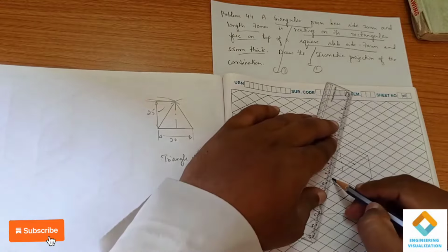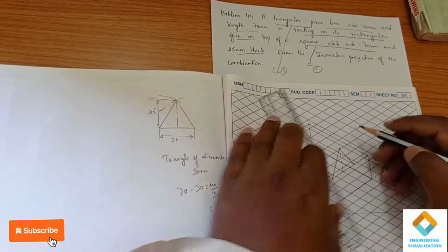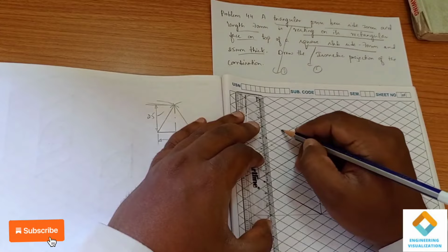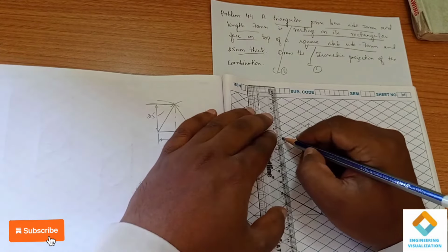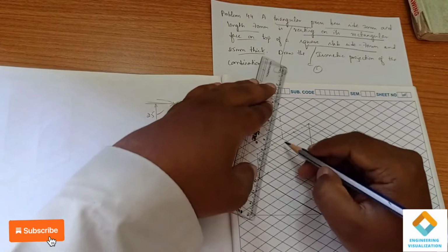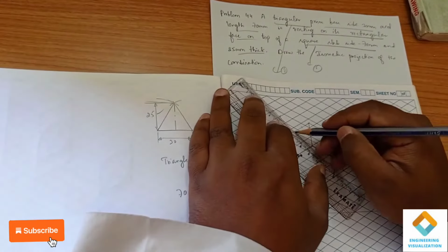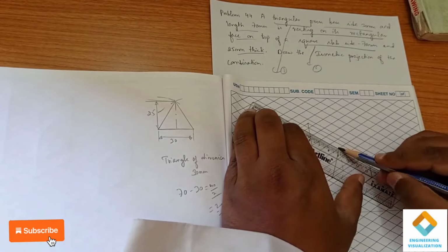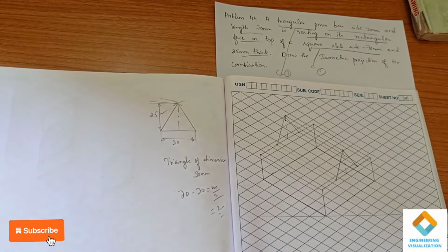So now we are going to join this. Same thing here. From the center of it, consider height 1, 2, 2.5, 25. Okay, join here also. Now we join it from this top end. Okay, so this completes the problem.